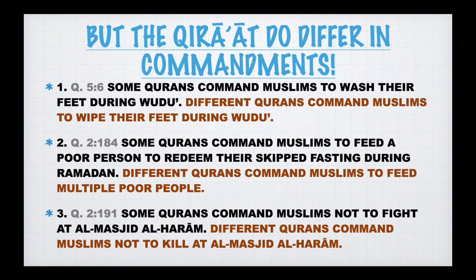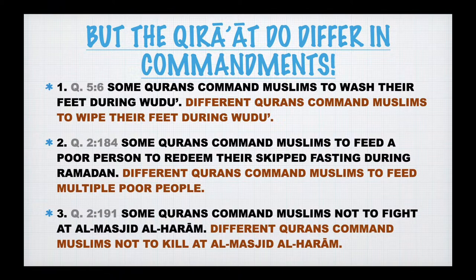And so if you're reading the version that says wipe your feet and you wipe your feet, well, the other version says you're not okay because you've been commanded to wash your feet. The other version says that your prayer is not going to be accepted because you wiped and you didn't wash. And then in the second one, feed a poor person versus feeding multiple poor people if you have to skip fasting. If you go to one version, you say, okay, I'm missing my fasting, I will feed a poor person. Well, according to the other version, you're still in trouble with Allah for skipping your fasting. So one says you're fine, the other one says you're in trouble.